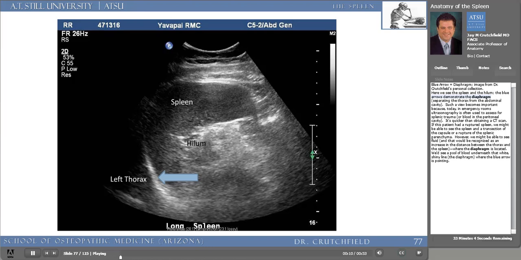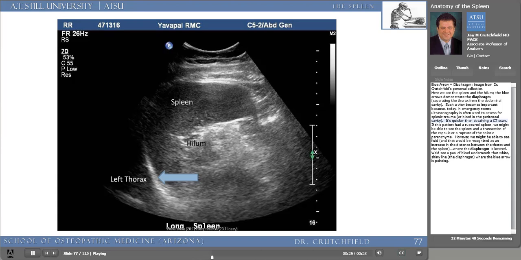abdominal cavity. Such a view becomes important because today in emergency rooms, ultrasound is often used to assess for splenic trauma or blood in the peritoneal cavity. It's quicker than getting a CAT scan.